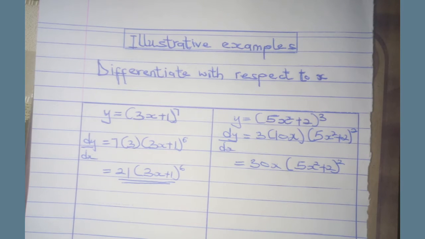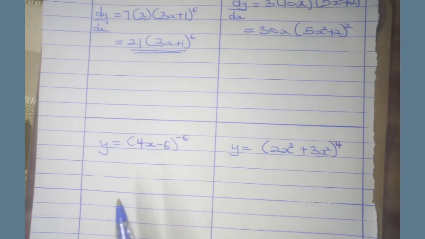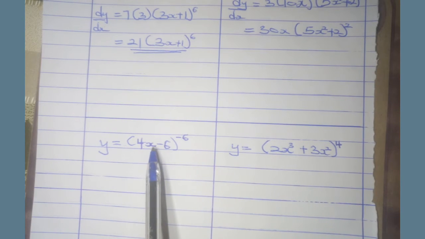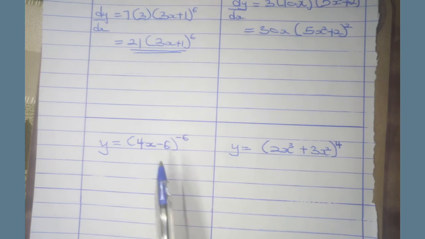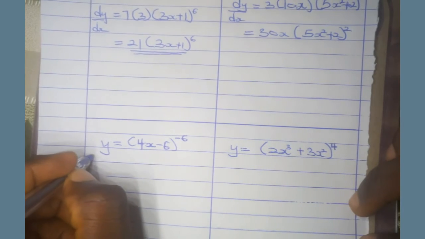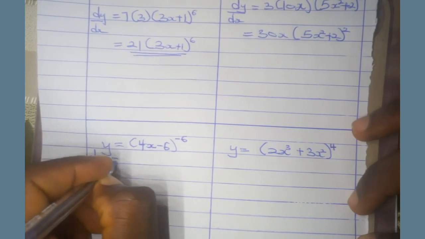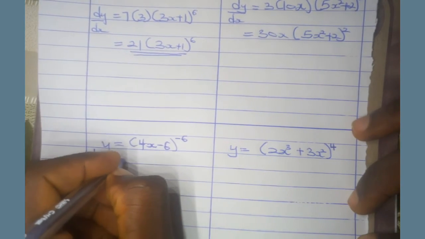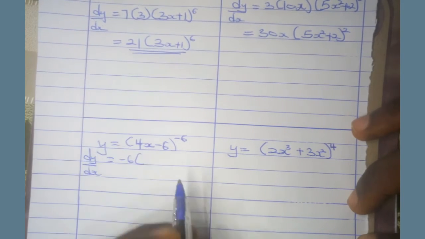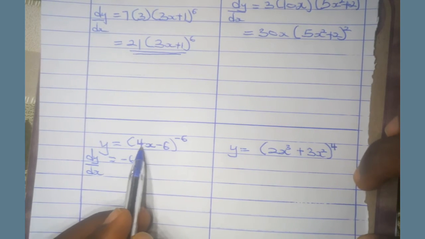So looking at this formula, the rule is to differentiate the function as we do for x raised to the power n, and then multiply the result by the derivative of the expression in the bracket. The next question, y is equal to (4x minus 6) all raised to the power negative 6. Therefore, the derivative of y with respect to x is equal to minus 6 multiplying by the derivative of the expression in the bracket here.